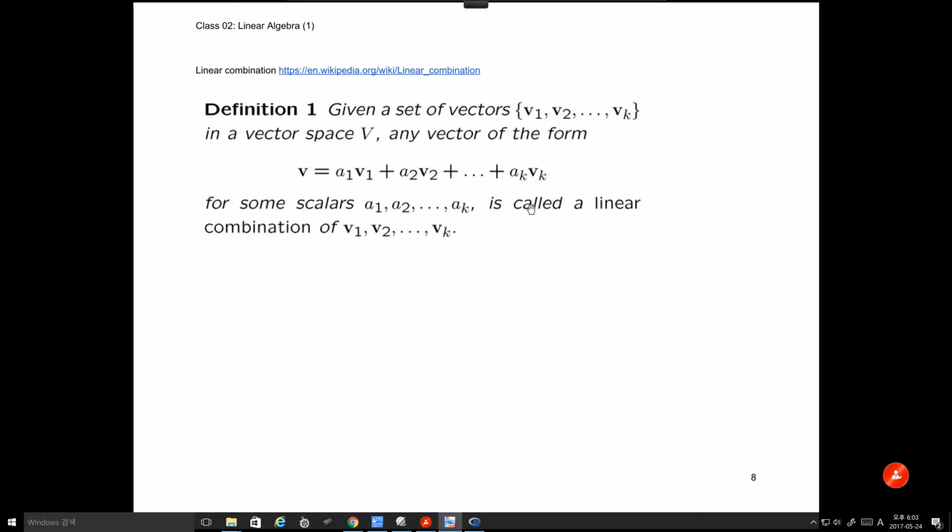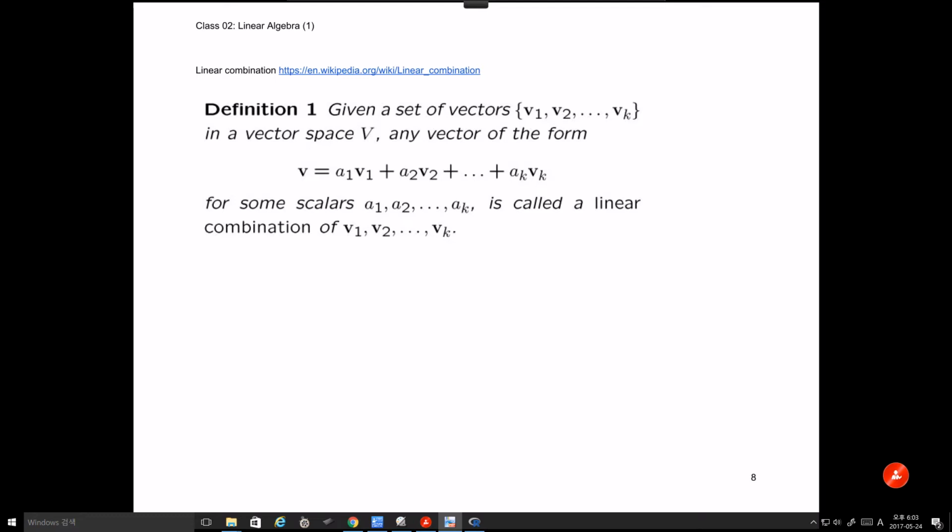Now, linear combination. One important concept in matrix or linear algebra is linear combination. What is the definition of linear combination? Given a set of vectors, you can regard these vectors as column vectors. That's more useful. So, given a set of vectors from V1 to Vk, we have k vectors in a vector space V.